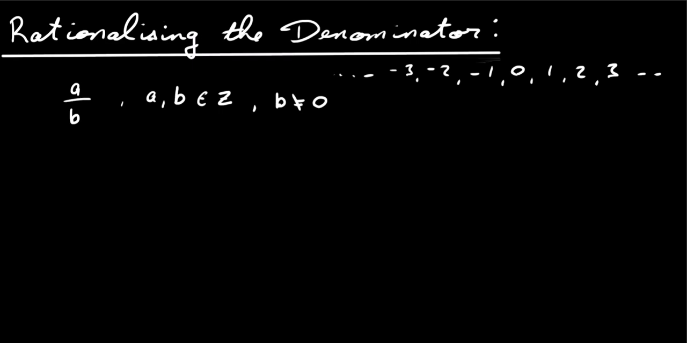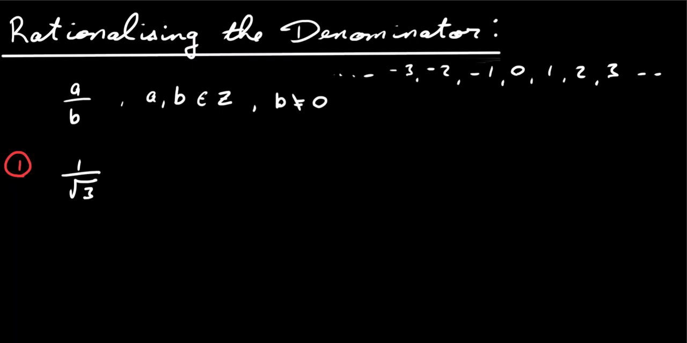Now, when we have a fraction, I'm going to do a few examples, but let's say we start with this one here. Let's say we start with 1 over the square root of 3. Now, the square root of 3 is an irrational number. It's the square root of a prime number.